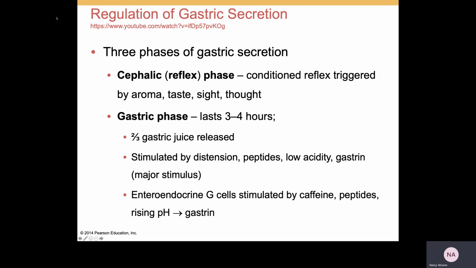This is when about 2/3 of gastric secretions are going to be released. What triggers it? The distension of your stomach, peptides, low acidity in the stomach, and gastrin, which is going to increase the acidity of the stomach. That's probably the major stimulus. And then there are going to be these enteroendocrine cells known as G cells, which are stimulated by things like caffeine, peptides, and an increase in pH, which will in turn trigger more gastrin, which will in turn release more acidity and increase gastric motility.